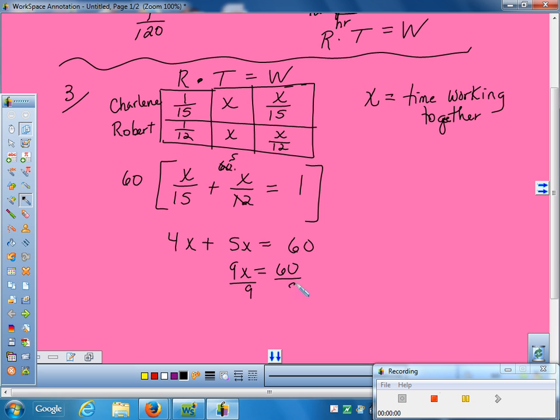And if I divide that by 9, and I could reduce it by 3s at least, that'd be 20 over 3. Or in this case, since it was how long they're going to work, how long would that be?